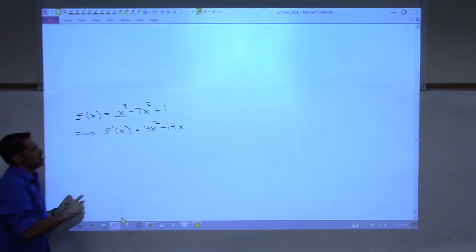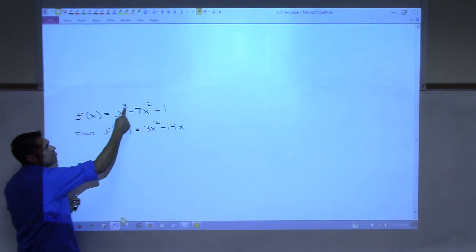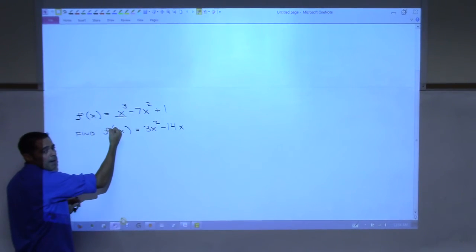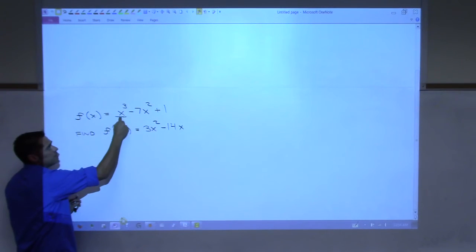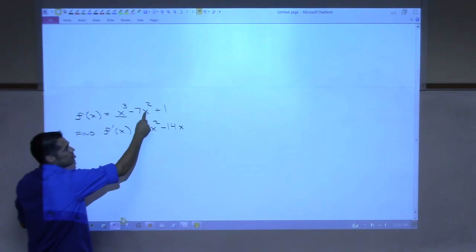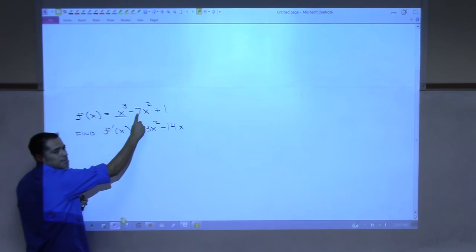And you're going to notice that this is x to the power 3. You're going to bring the 3 out front, and you're going to subtract 1 from that power. Okay? So bring the 3 out front and subtract 1 from the power, and what would you get? 3x squared.